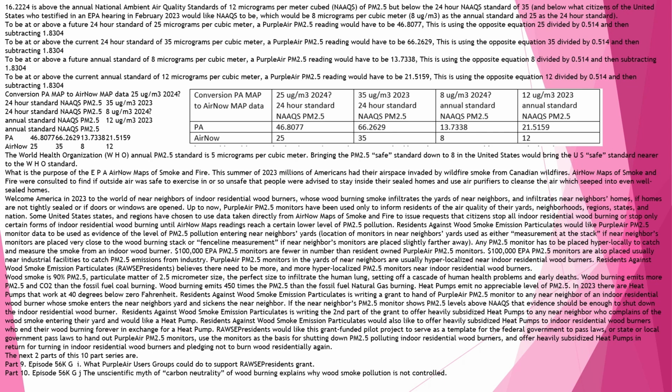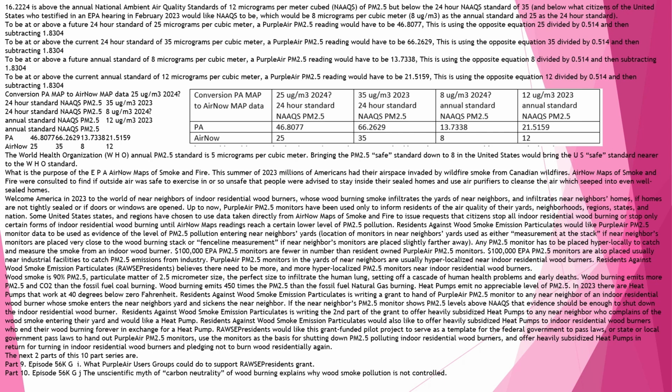To be at or above the current 24-hour standard of 35 micrograms per cubic meter, a PurpleAir PM2.5 reading would have to be 66.2629. This is using the opposite equation, 35 divided by 0.514 and then subtracting 1.8304.